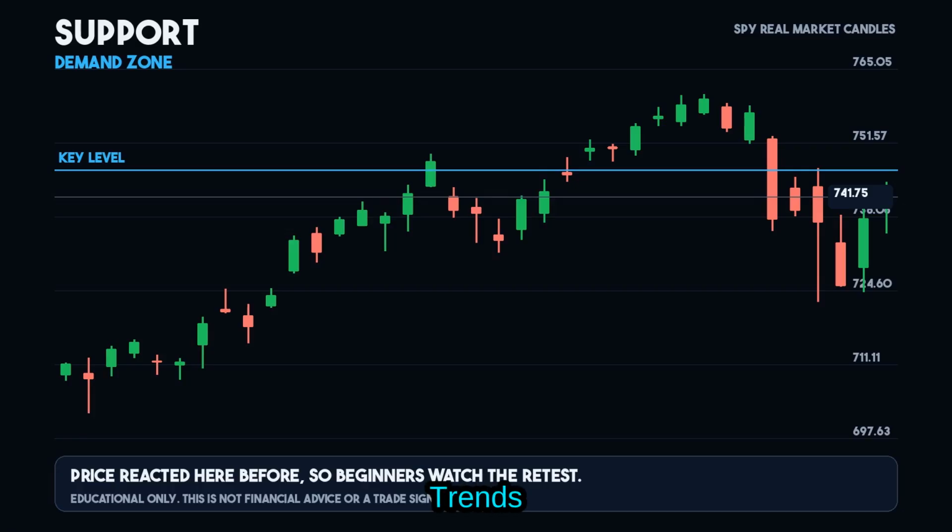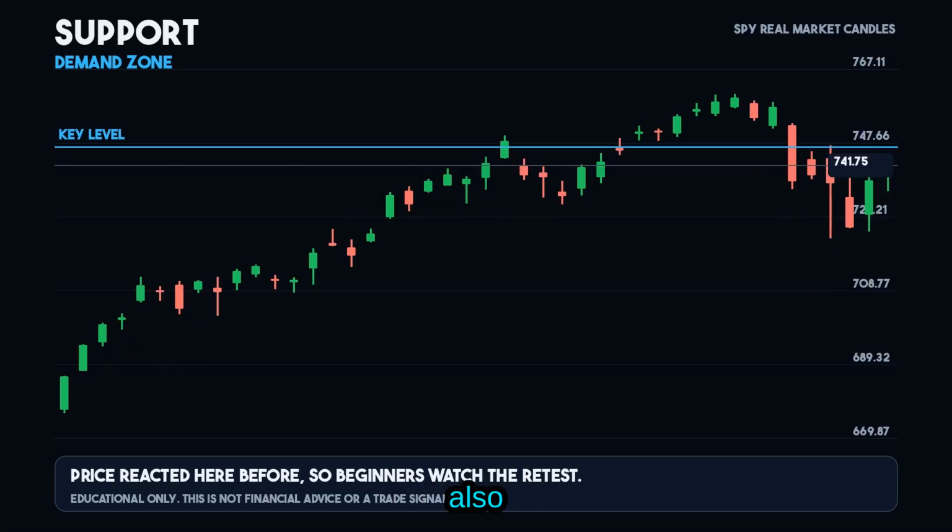Now, let's talk about trends. Trends can be classified into three main categories: upward, downward, or sideways. An upward trend is also known as a bullish trend, where the price is consistently rising over time. A downward trend is also known as a bearish trend, where the price is consistently falling over time. A sideways trend, also known as a neutral or ranging trend, occurs when the price moves randomly up and down without any clear direction. To identify a trend, look for the following characteristics.